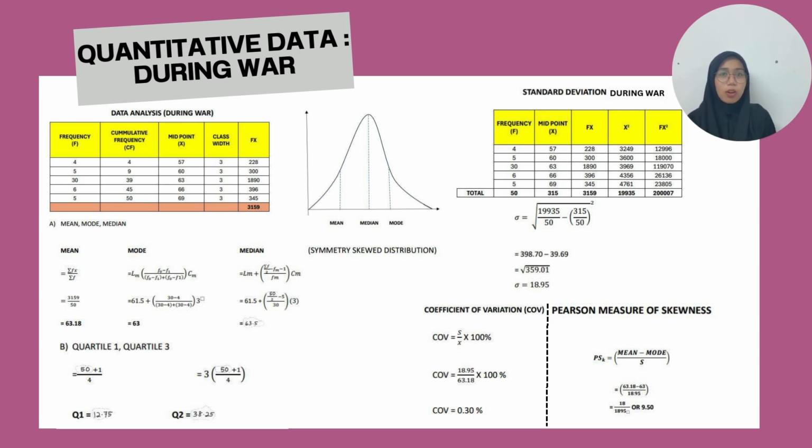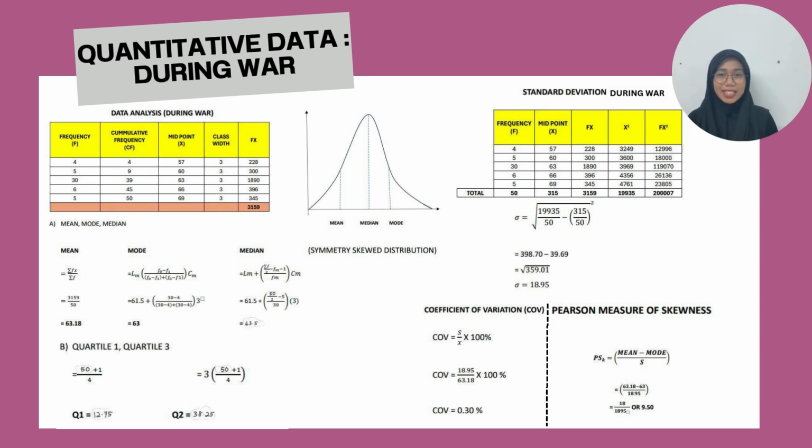The relative position of mean, mode, and median from the data that we collected and calculated: the mean value is 63.18, while the value for mode is 63 and the median value is 61.5. For quartile 1, (50 plus 1) divided by 4, and the answer is 12.75. For quartile 3, 3 multiplied by (50 plus 1) divided by 4, and the answer is 38.25.